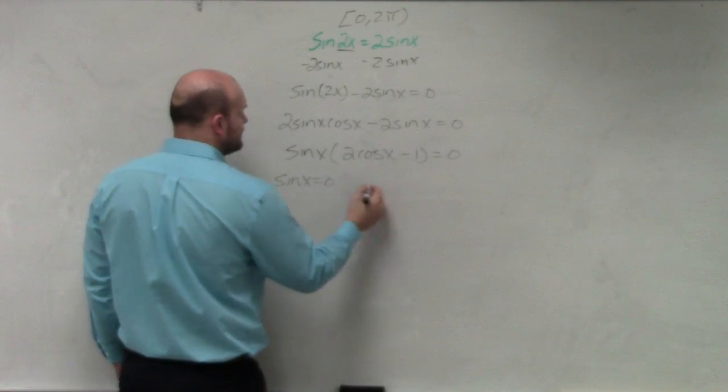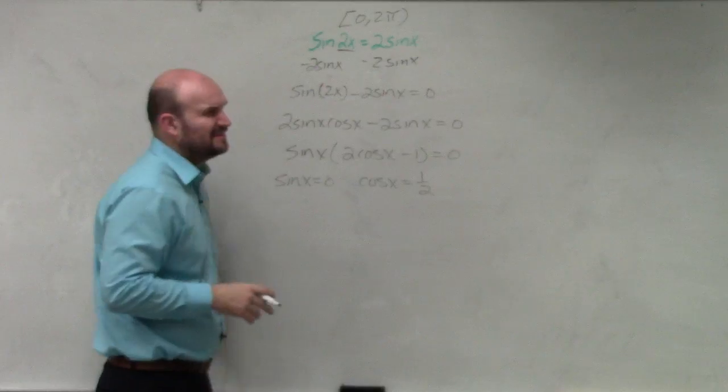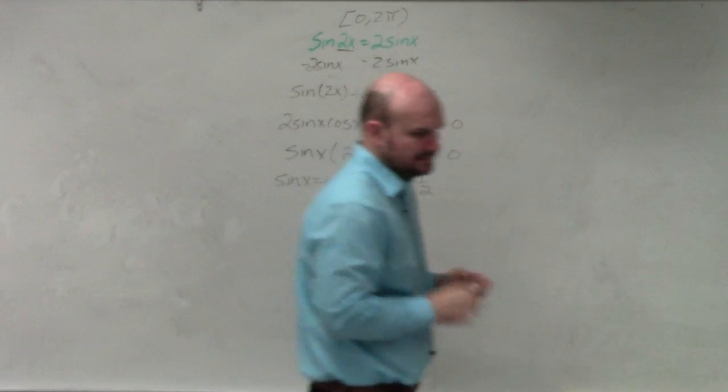Sine of x equals 0. Cosine of x equals 1/2. Is it OK if I'm kind of skipping some steps on that one?